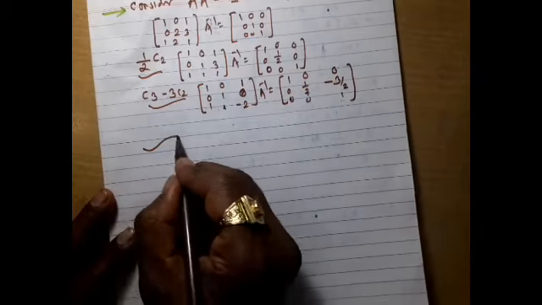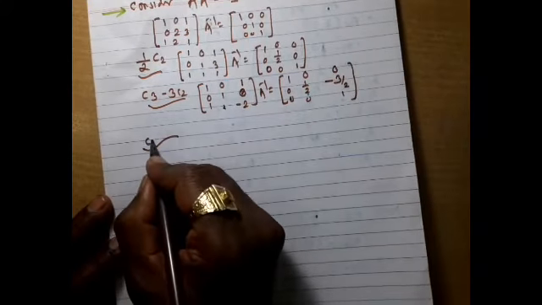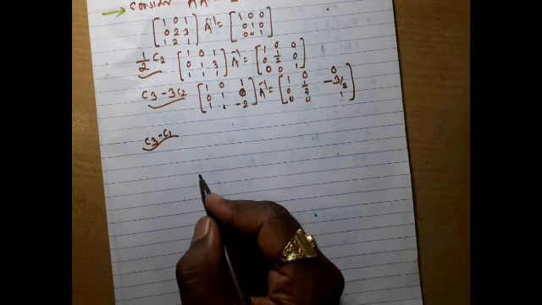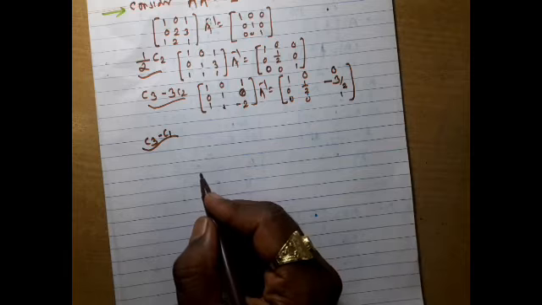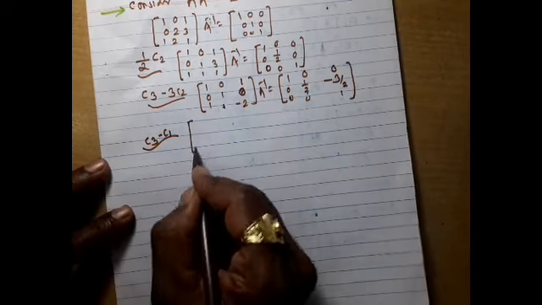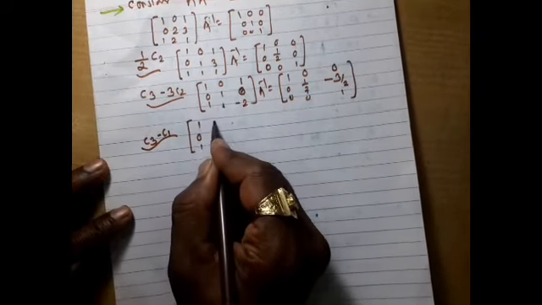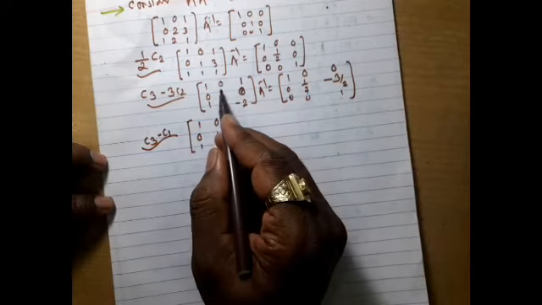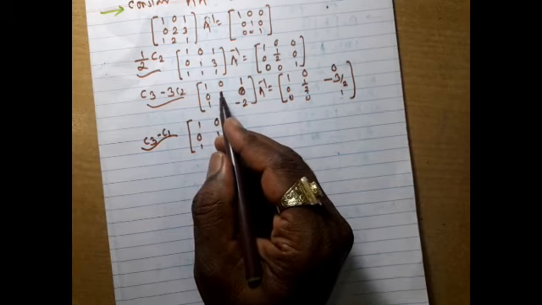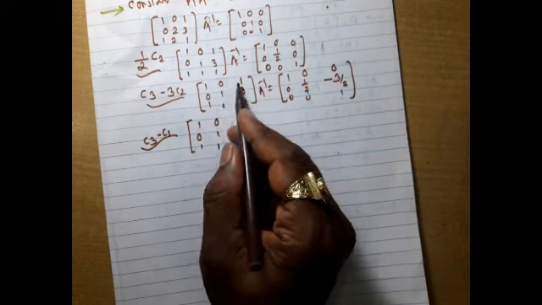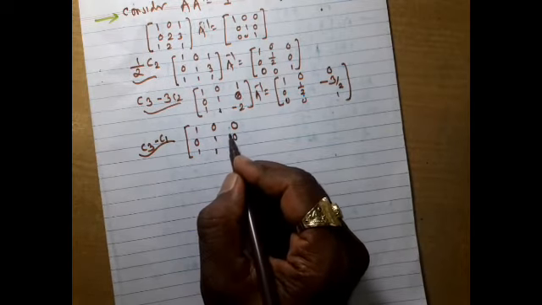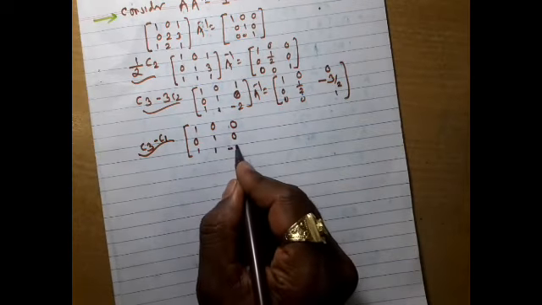Next operation, C3 minus C1. C3 minus C1. So this will be 1, 0, 1, 0, 1, 1. C3 minus C1. So 1 minus 1, 0. It is 0. And this is become minus 3.